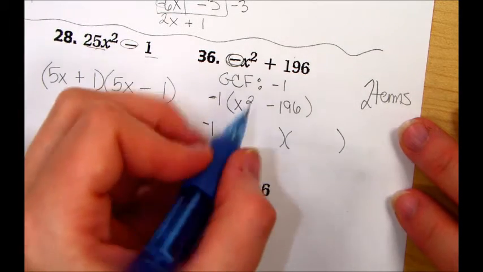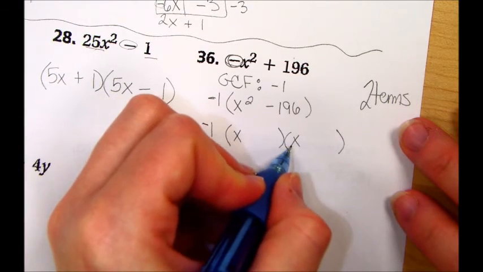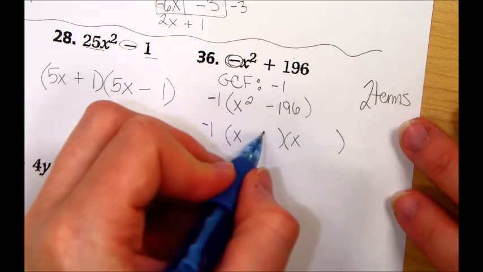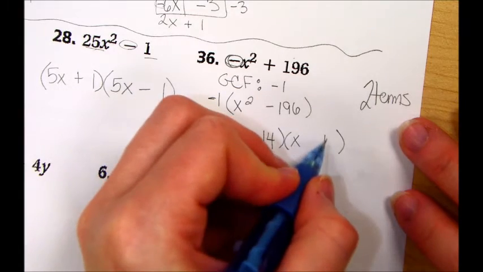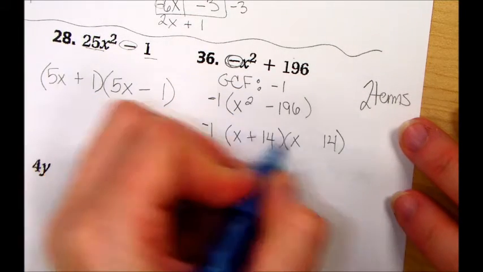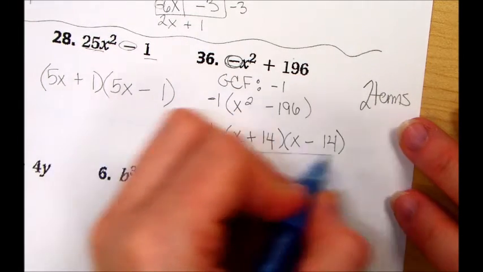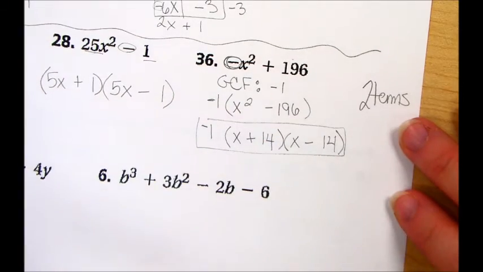The square root of x squared is x and x. The square root of 196 is 14 and 14. One's a plus, one's a minus. And that's all there is to the difference of perfect squares.